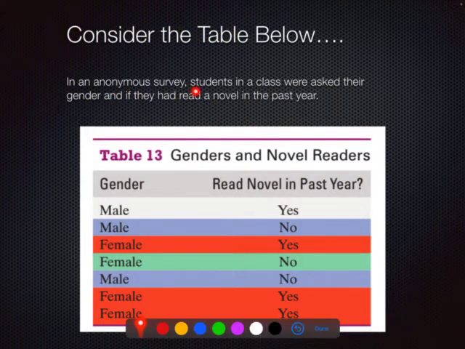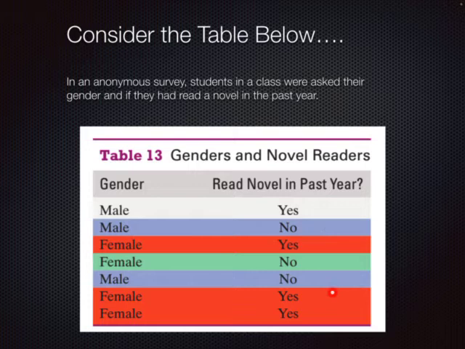In an anonymous survey, students in a class were asked their gender, male or female, and if they had read a novel in the past year. So here's the information that we're told, or at least part of the information from the survey. And they wrote down their gender. So a male said yes, he has read a novel in the past year. Another guy said no, and a female said yes.